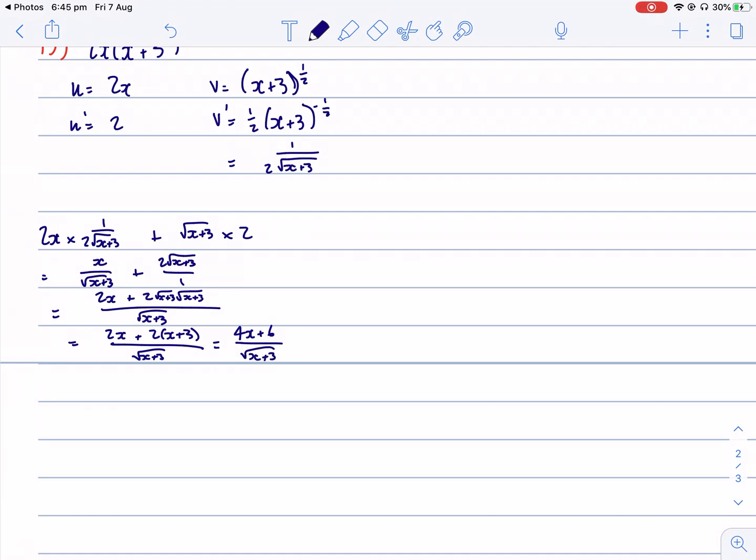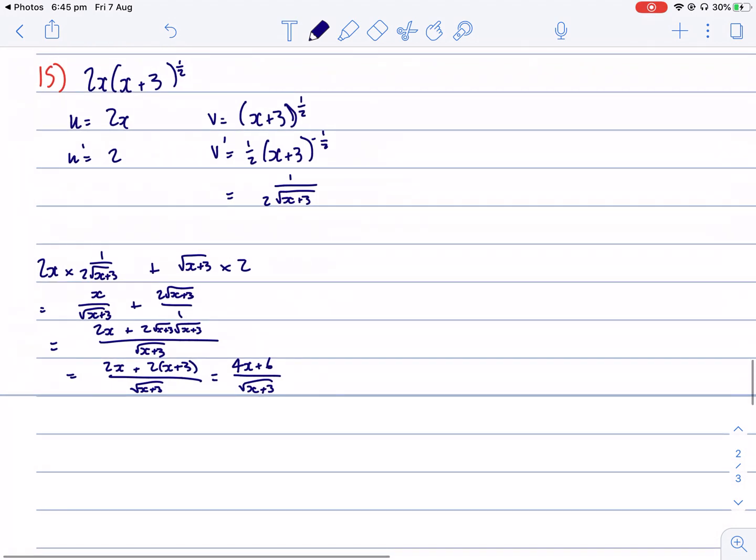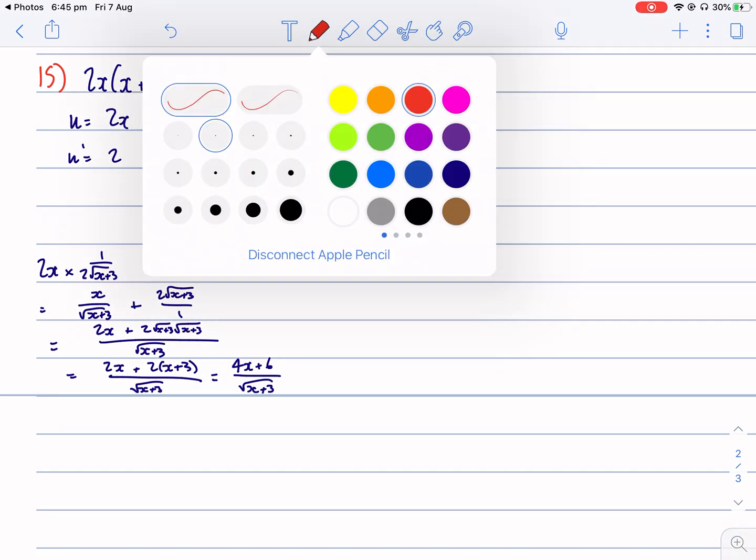It's funny how that came out so nicely. I like it when they do that. What question was that? 15. Oh, they left it, they kept it off. Okay. I thought I was being fancy with the surds. 16. You didn't have to be fancy with the surds.